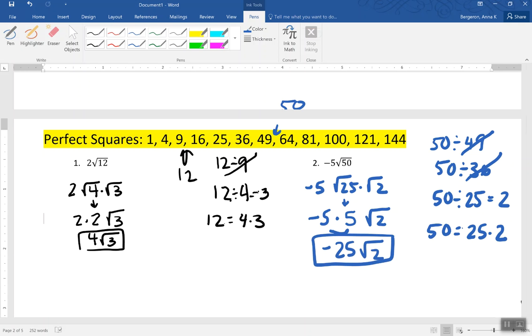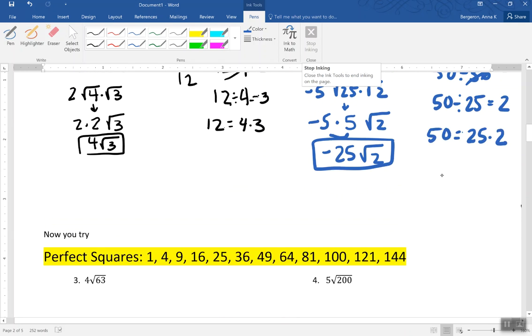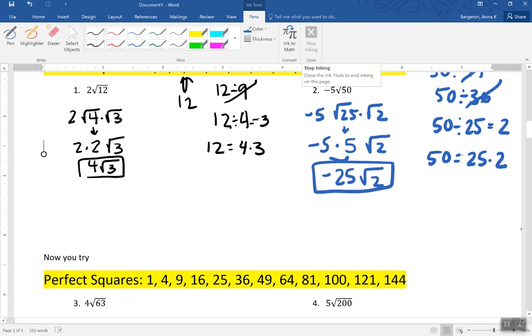So go ahead and try. Again, I'm going to leave these two up so you can see the process while you try numbers 3 and 4. So go ahead and pause the video, and then when we come back, we'll do 3 and 4 together.